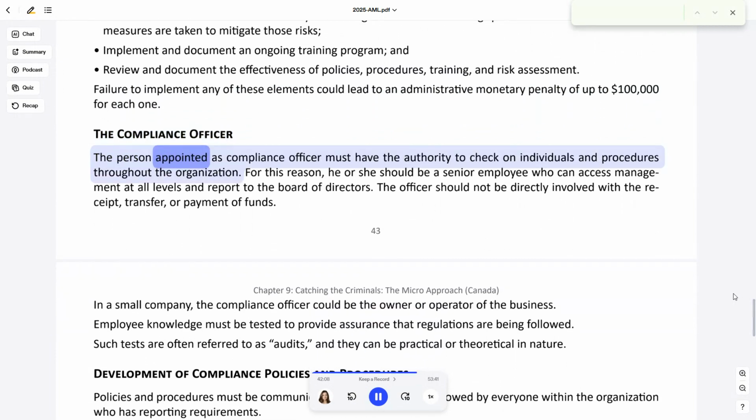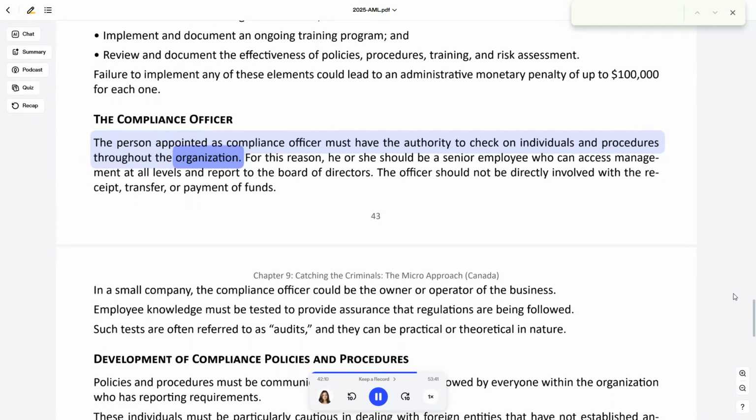The person appointed as compliance officer must have the authority to check on individuals and procedures throughout the organization.